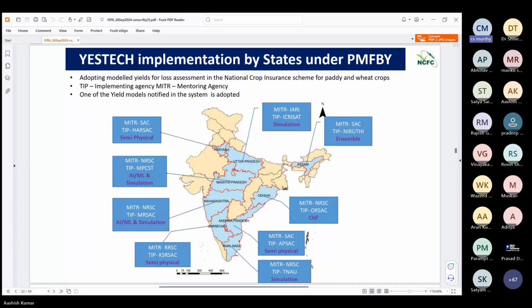The modeled yield and manual yield are blended in certain ratios, and that blended yield is used for loss assessments. The intent is to gradually reduce the dependence on the manual system of yield estimation, because of various problems. So I think the S-Tech takeoff is very, very smooth. We can say it is reasonably successful. There are certain implementation issues and they are being sorted out by the expert committee. We are closely monitoring. And this is one of the biggest interventions of geospatial technology in crop insurance in India.